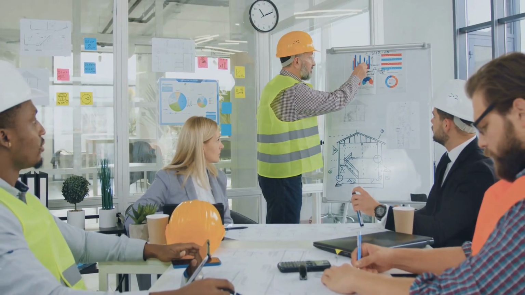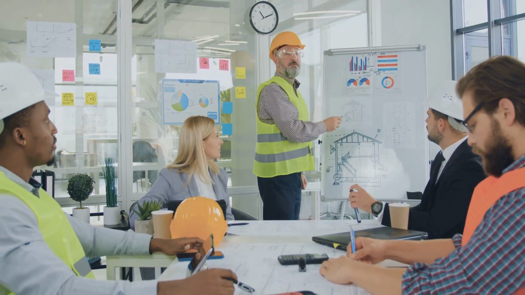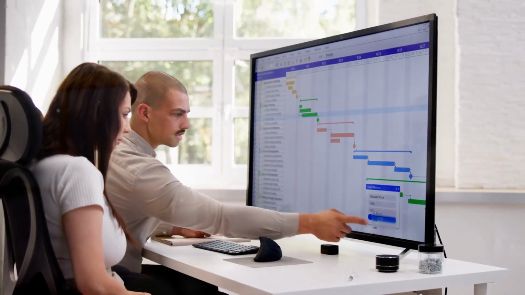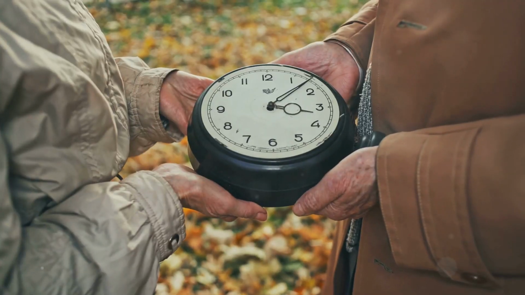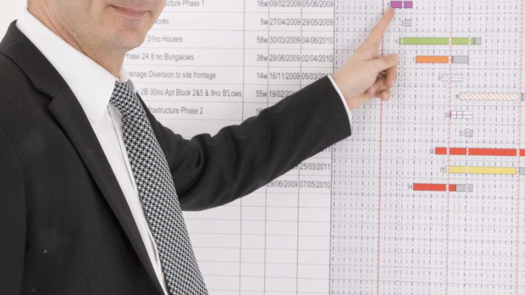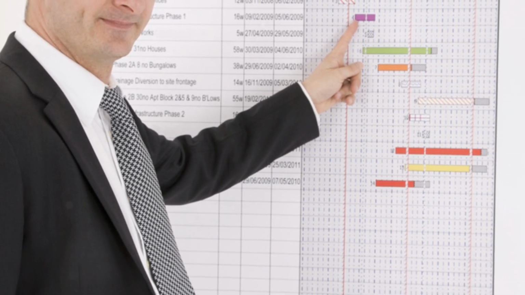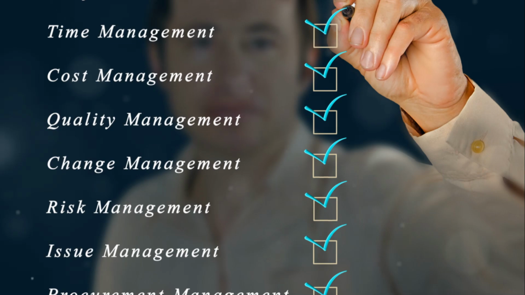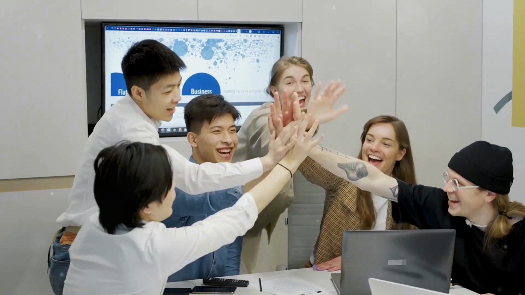In summary, critical path analysis is a valuable project management technique for identifying the sequence of tasks critical to a project's completion and determining the minimum duration required to complete the project. By understanding the critical path, project managers can optimize scheduling, allocate resources effectively, mitigate risks, and ensure successful project delivery.